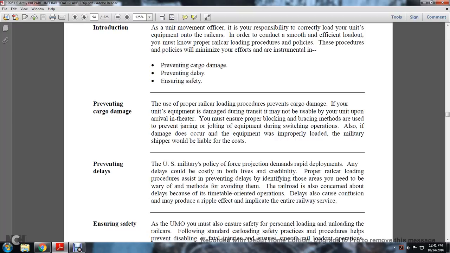Preventing delays. U.S. military power projection demands rapid deployment. Any delay could be costly to lives and credibility. Proper railway car loading procedures help prevent delays, so identify those areas you need to be aware of and the methods of avoiding them. The railways are also concerned with delays because of their timetable-oriented operations.